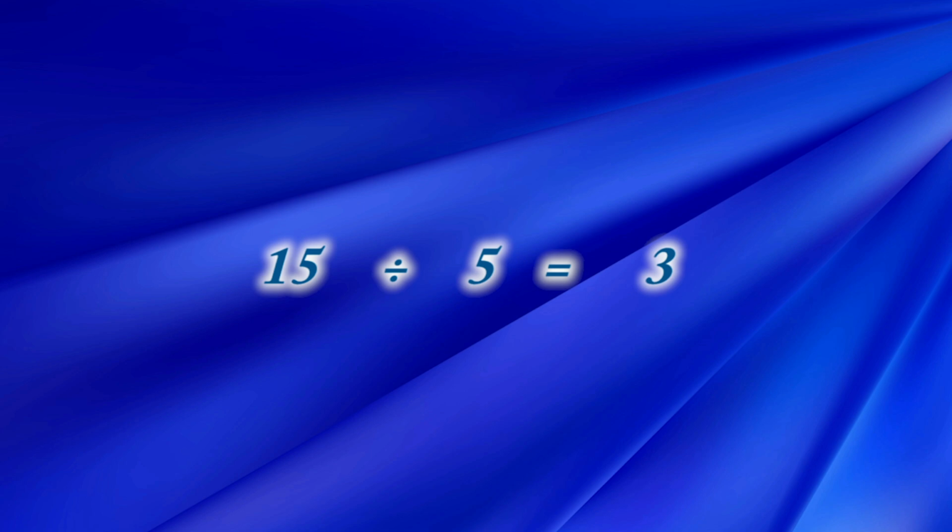Let's learn some key terms when we are looking at a division number sentence. The first number listed is the dividend, and that is the number that we are going to be dividing. Then we have the divisor, which means how many times we will be dividing it. Finally, we have the quotient, which means the answer to a division problem.